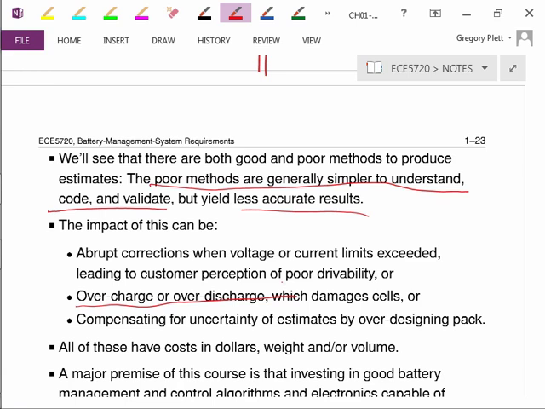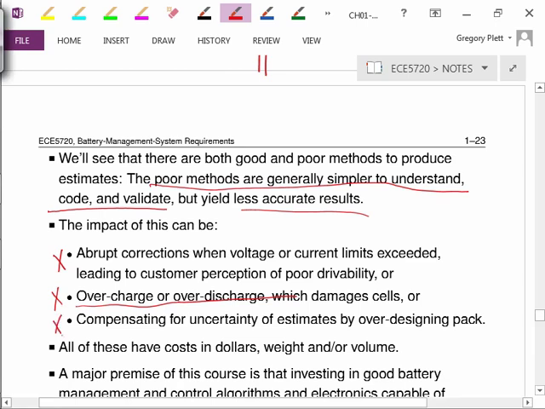So the third thing you could do is, okay, I've got a bad algorithm. I know it's going to fail sometimes, but I'm not going to abruptly correct. I want to avoid overcharging and over-discharging, so I just put a lot of margin. I compensate for the uncertainty of the power estimates by over-designing the battery pack, by putting in more cells than I really need. Well, battery cells are expensive, and so your vehicle is going to be more expensive than it needs to be if you do that.